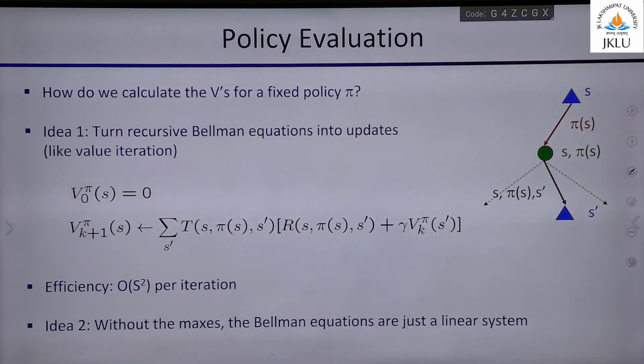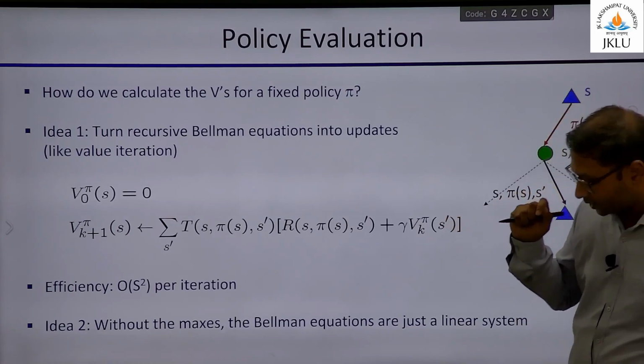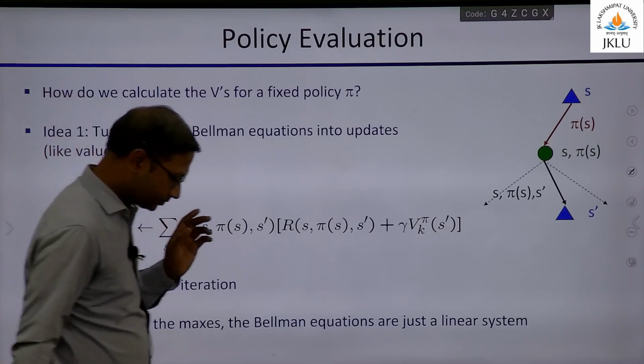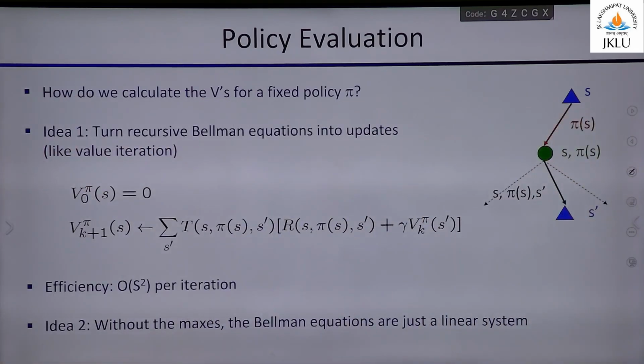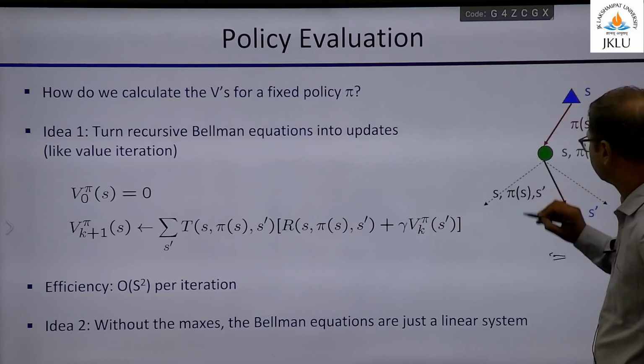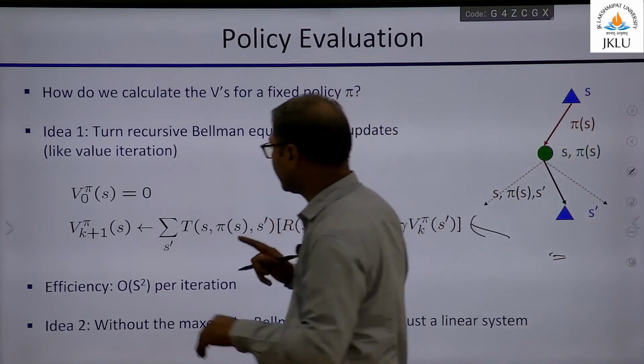पहले हमारे पास value iteration में क्या था? Value iteration was like what? V of k plus 1, right, and V star S was given as this. How is this different from value iteration? There is no max.